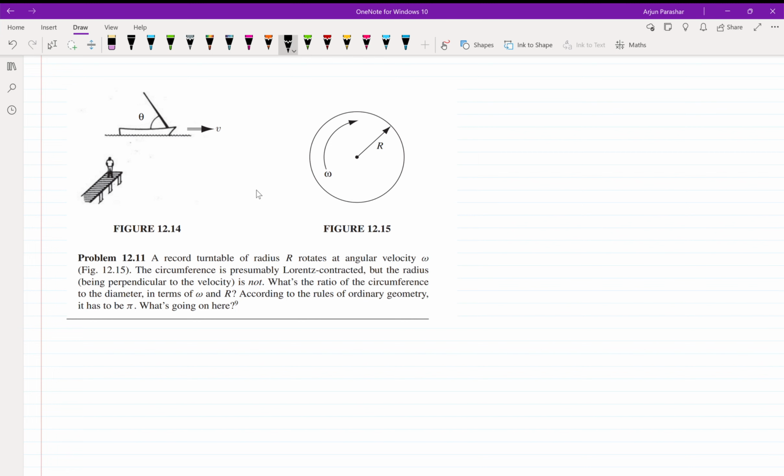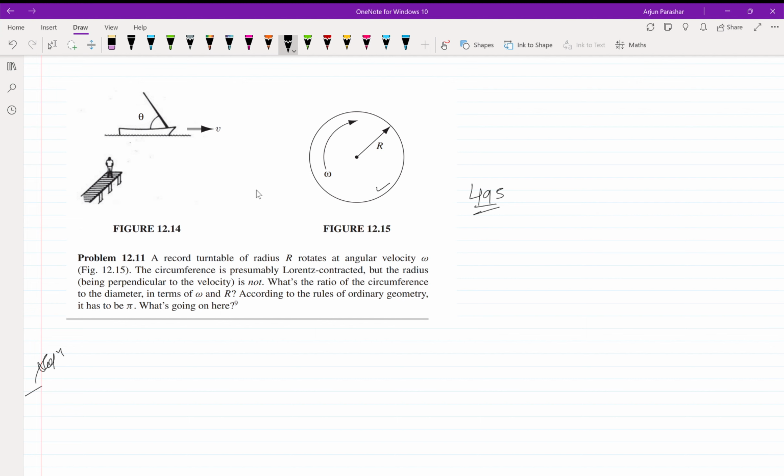Hello everyone, welcome back. Now let us discuss problem number 11 on page 495. This problem is also related to length contraction. Alright, so this is the figure and the problem says a record turntable of radius r rotates at angular velocity omega.